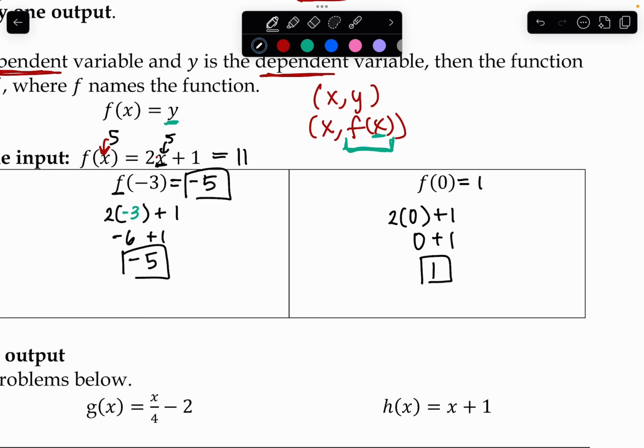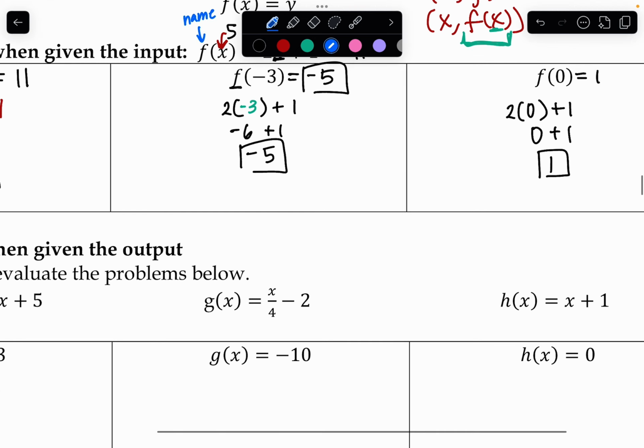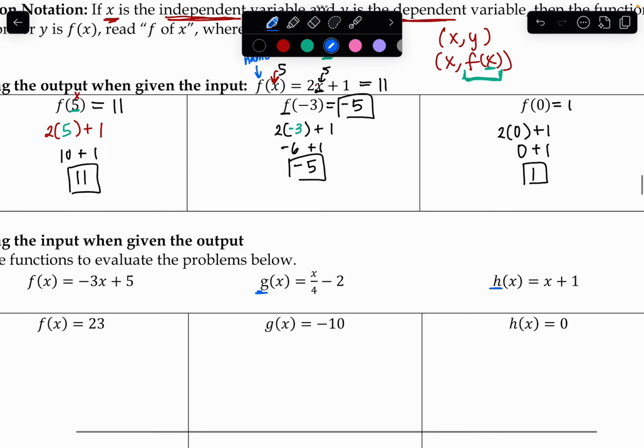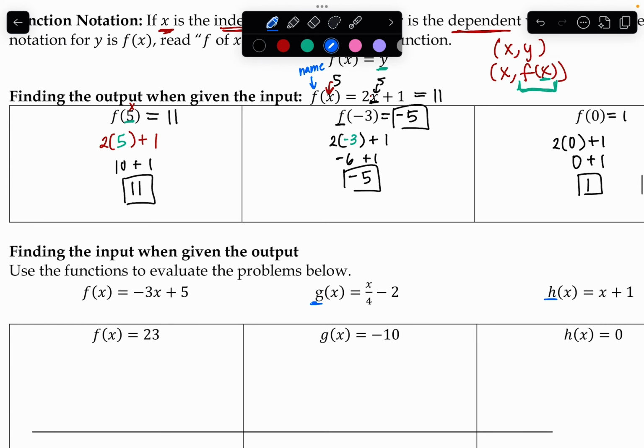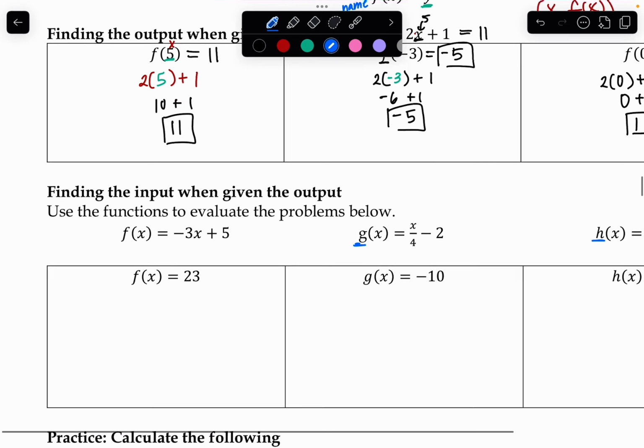Something that's important to note is that we use letters to name the function. Most of the time we use f, but we could use g, we could use h. We see different letters to represent functions. Letters don't only represent variables, they also represent functions, so you really have to know your context.